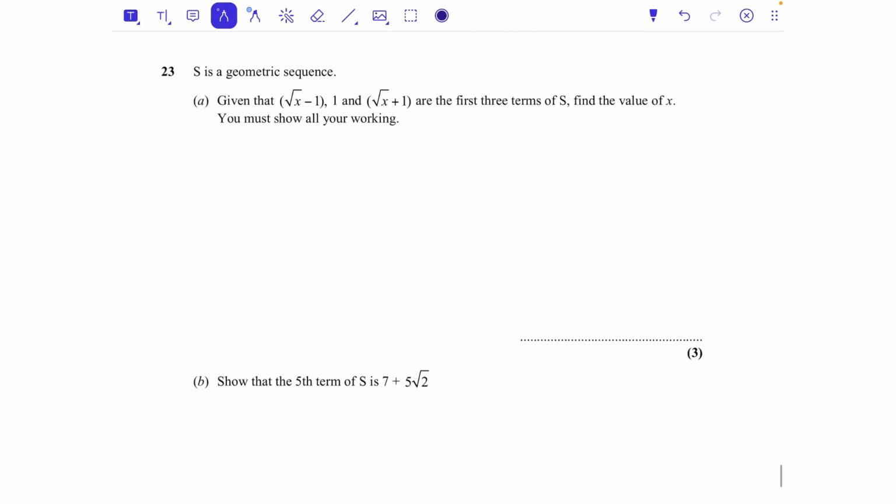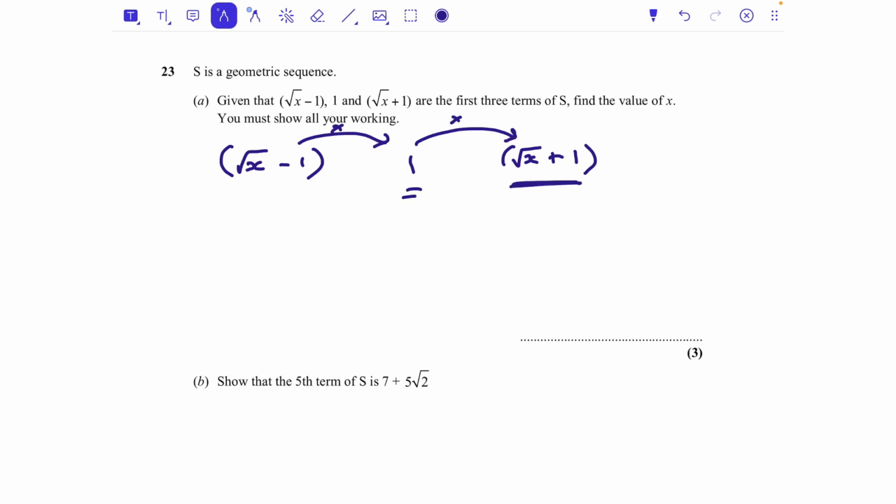Okay, question 23. S is a geometric sequence. Given that root x minus 1, 1 and root x add 1 are the first 3 terms of S, find the value of x. You must show all your working. So with a geometric sequence, we know that this term has been multiplied by something to get the next term, and then that term is multiplied by something to get the next term. That multiplication has to be the same number.